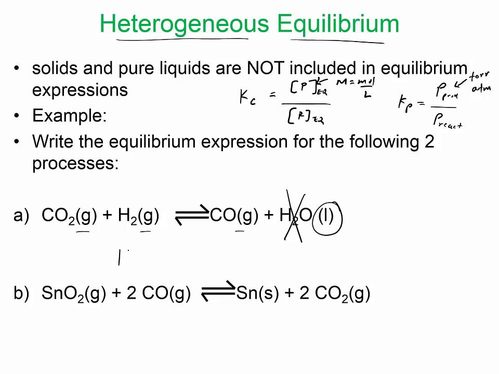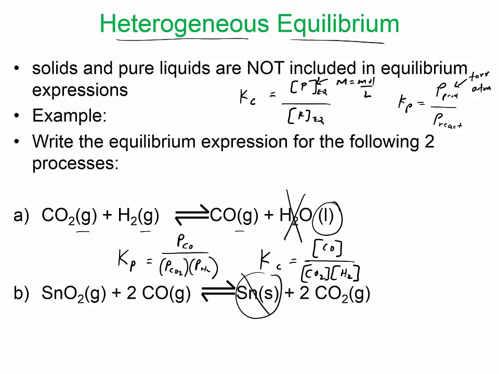So this would be, if we wanted to write it in Kp, the pressure of carbon monoxide divided by the partial pressure of CO2 times the partial pressure of H2. Okay, and if we wanted to do it in Kc, it would be the concentration of carbon monoxide over the concentration of CO2 times the concentration of H2.